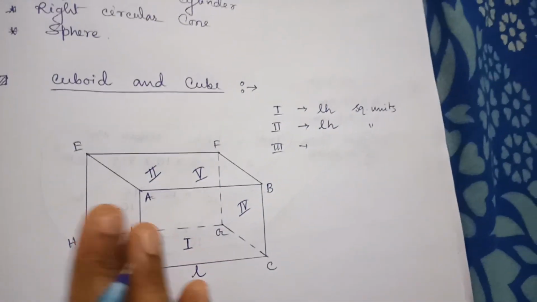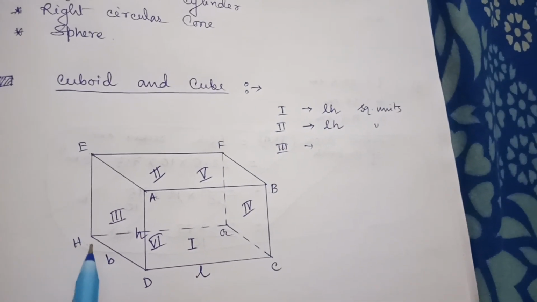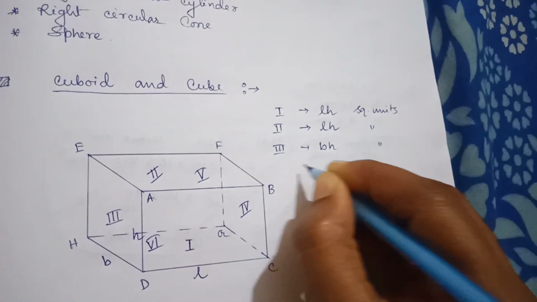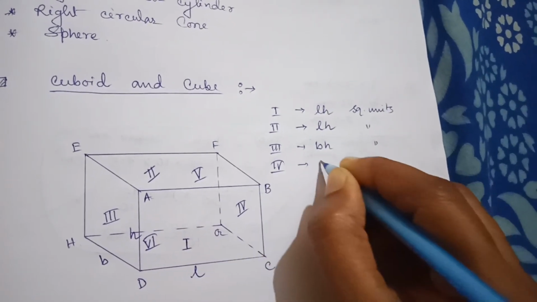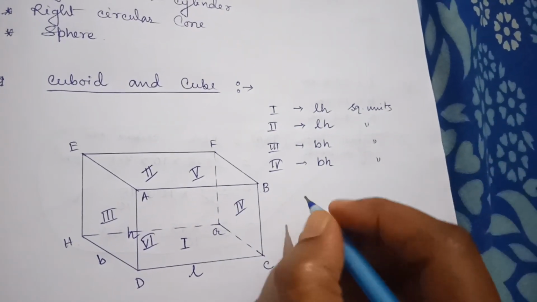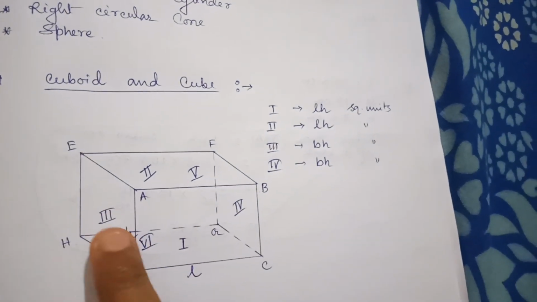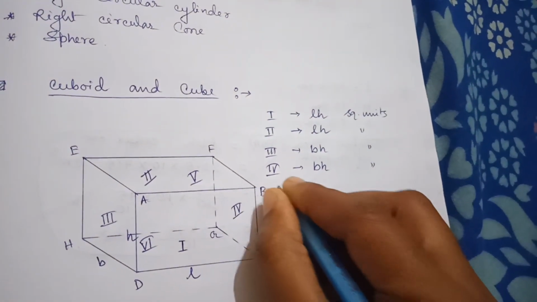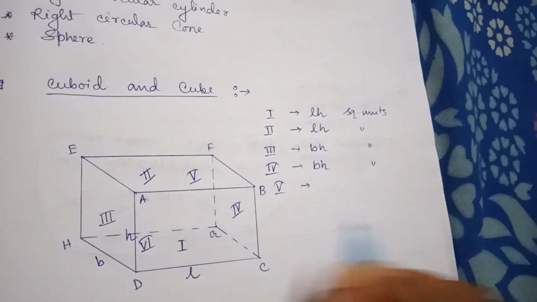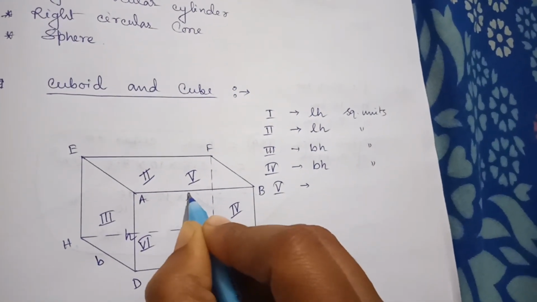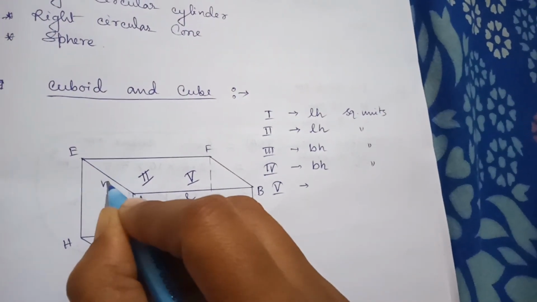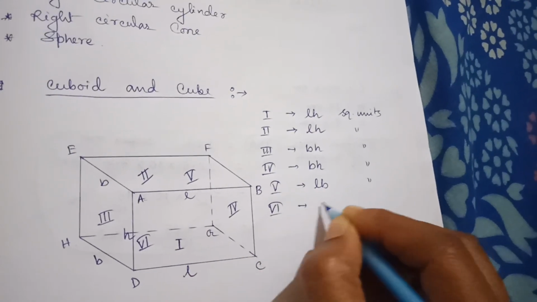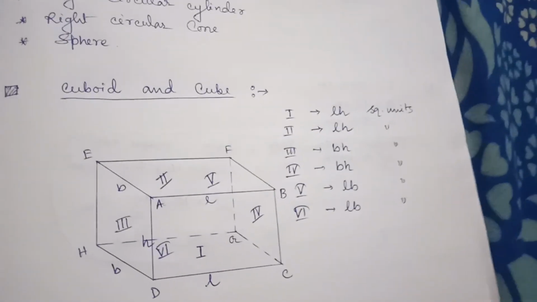Number 3 is the left hand side face, where you are getting B and H. So it will be BH square units. Right hand side face number 4 also will be BH square units. Front, back, left hand side, right hand side. Now the top one, number 5, we are getting as L and B. That means LB square units. And the bottom one also will be the same square units.